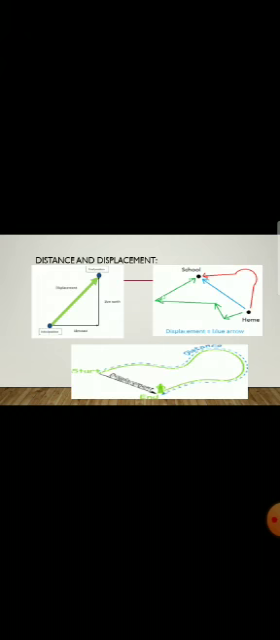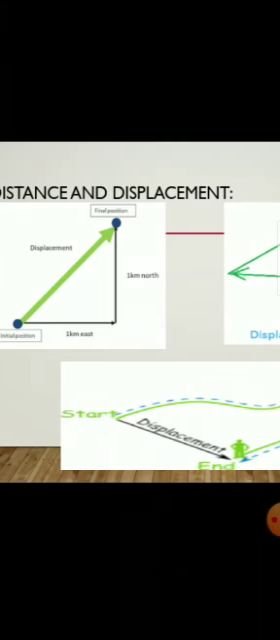These different figures show the difference between distance and displacement. In the first figure, the black line shows the distance, which is 1 kilometer towards east and 1 kilometer towards north, because we want to move from the initial position to the final position. While the green arrow shows the displacement.